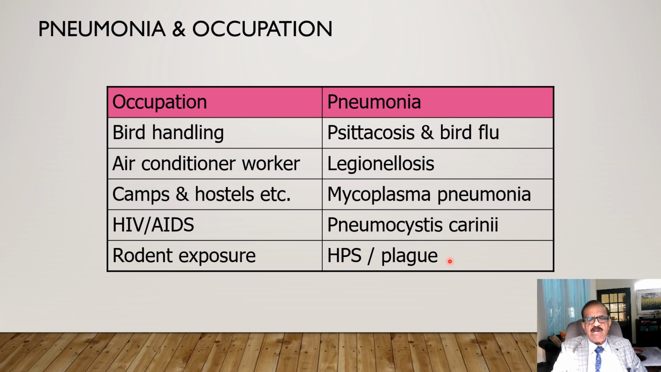So these are relatively rare types of pneumonias, right? But if somebody has a specific occupation, you can actually guess the type of pneumonia in those situations. But remember, these individuals can have simple community acquired pneumonia also.